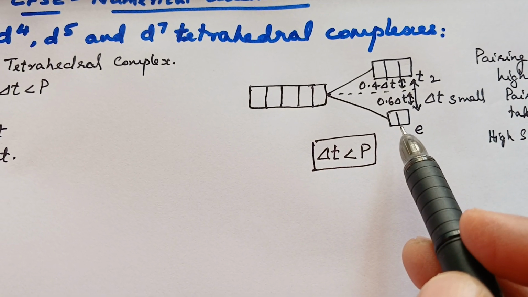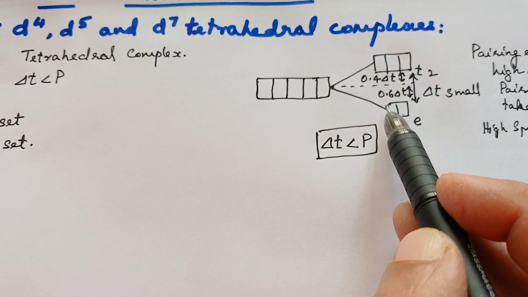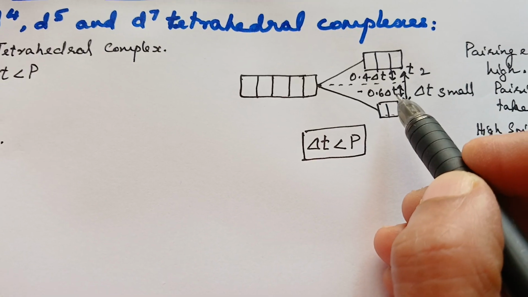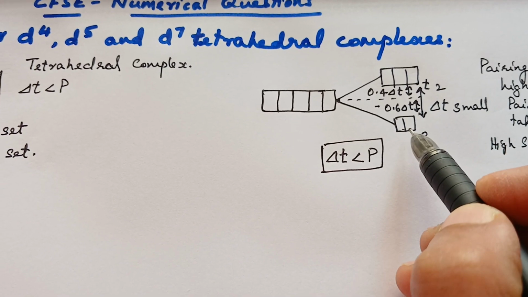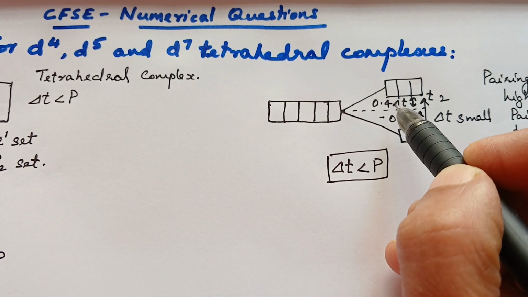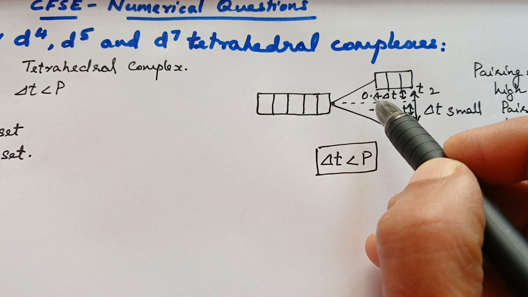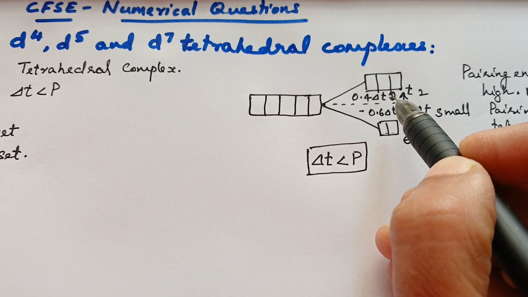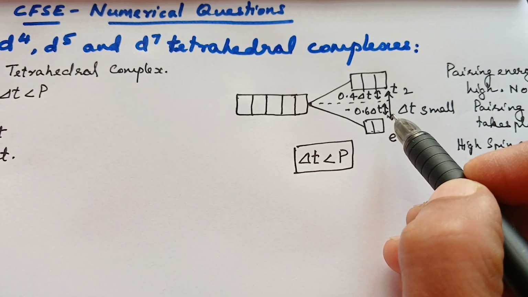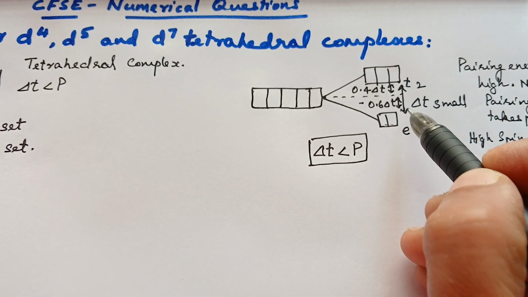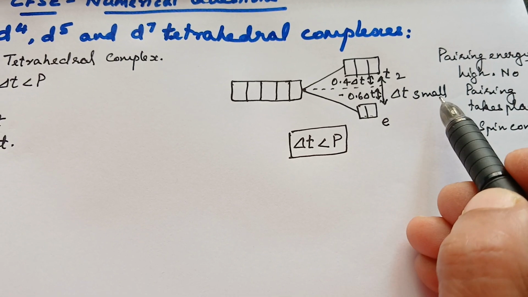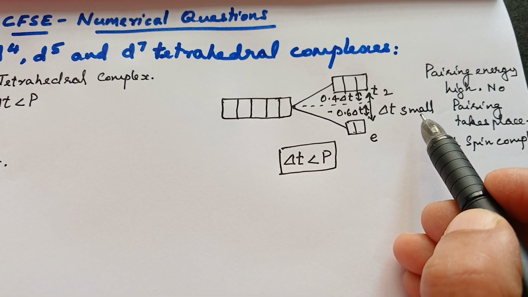So here you have the E set, which is at a lower energy, that is minus 0.6 delta T is the energy associated with it, and this is the barycenter, the dotted line in the middle, and the quantity above it will be positive, that is 0.4 delta T, that much energy higher. So the crystal field splitting energy delta T is the gap between the E level and the T2 level. This delta T is small in the case of tetrahedral complexes usually.